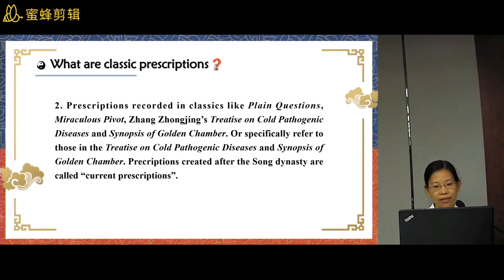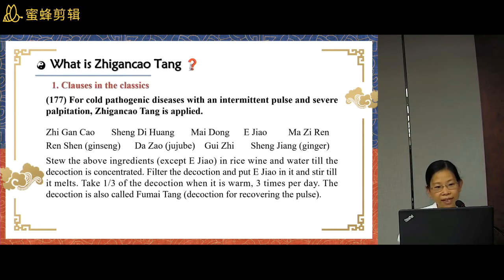Why are classic prescriptions so important in TCM? The key is they reflect, under the historical background and the guidance of philosophical thinking, how TCM perceives the human body, disease, the world, society, and nature. The key point is the way of thinking, the philosophical methodology. Then I'd like to talk about Zhi Gan Cao Tang.